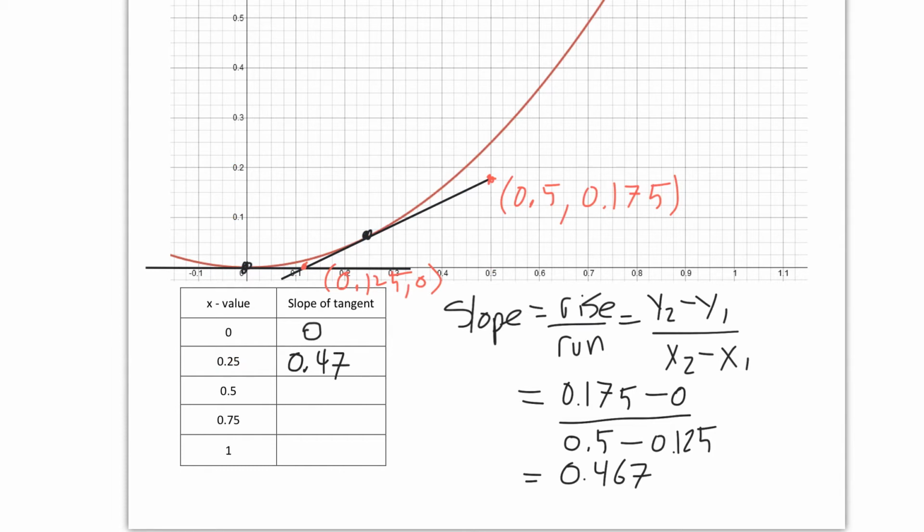Alright, so I encourage you to pause the video here and go ahead and try the other points. Try 0.5, 0.75, and 1. Draw tangent lines for each one of those and see what you get for the slopes of those tangent lines. Alright, so assuming you give it a try, I'm going to go ahead and draw them on the graph to make sure we have roughly the same slopes and tangent lines. For 0.5, that's going to be over here.